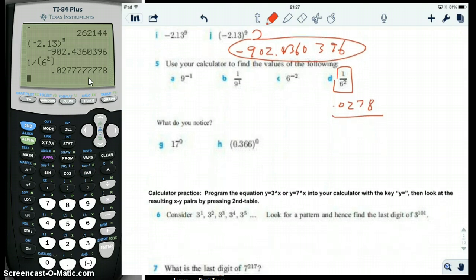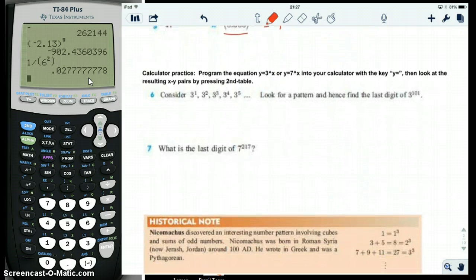Okay, let's do this one. 0.366 to the 0. Anything to the 0 power is 1. So that's 1.